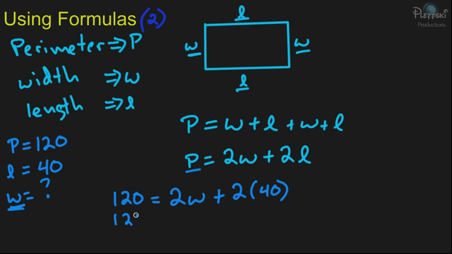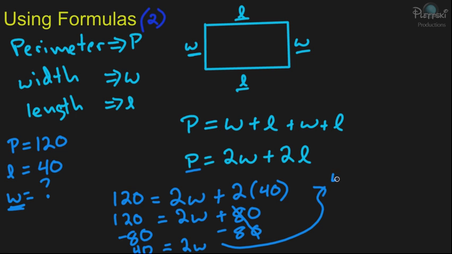Now let's rewrite that as 120 equals 2W plus, well, 2 times 40 is 80. And then I can subtract 80 from both sides. Remember, if you do something to one side of the equation, you have to do the same thing to the other. So the 80s cancel out on this side, and you have 120 minus 80, which will give you 40. So you have 40 over on that side and 2W on this side. And I'm going to rewrite this up here since I'm running out of space. So 40 equals 2 times the width.